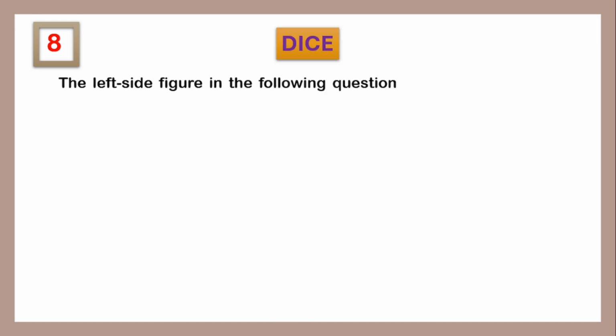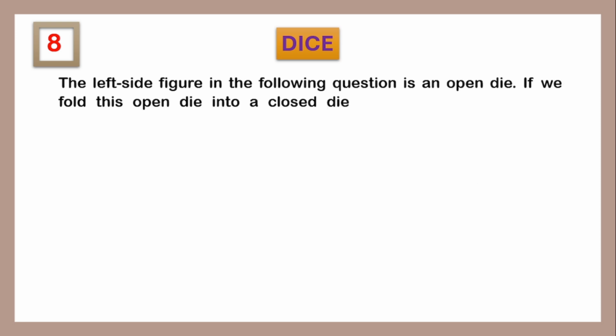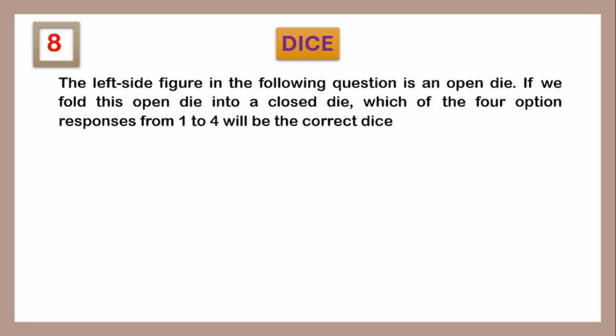Dice. The left side figure in the following question is an open die. If we fold this open die into a closed die, which of the four option responses from 1 to 4 will be the correct dice position or positions?